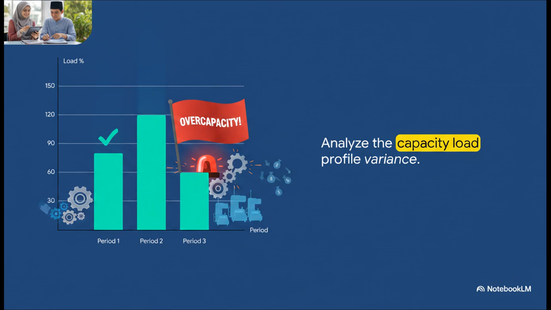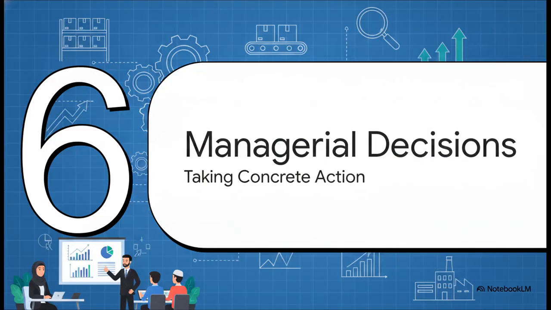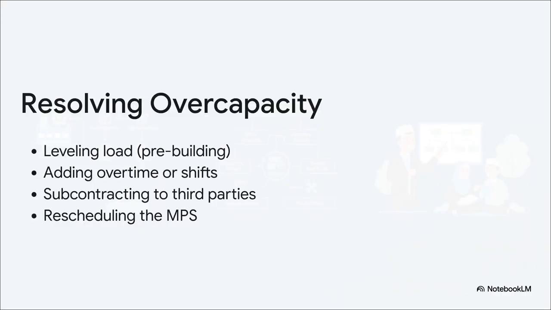On the flip side, the third period shows a 60% load. That's undercapacity, meaning we're basically burning money on idle machines and idle workers. Section 6, Strategic Managerial Decisions. How we actually take concrete action based on all this data. So we've done all the math and we've spotted the bottlenecks. How do you, as an engineer or manager, use this data to make those high-stakes operational decisions?